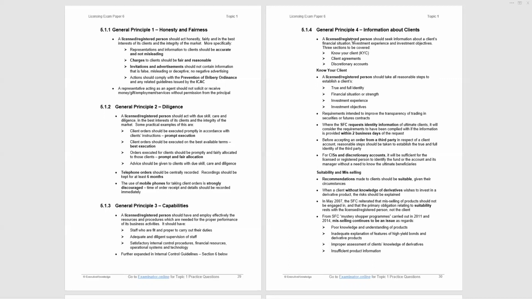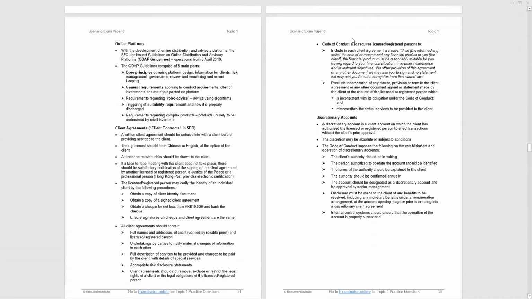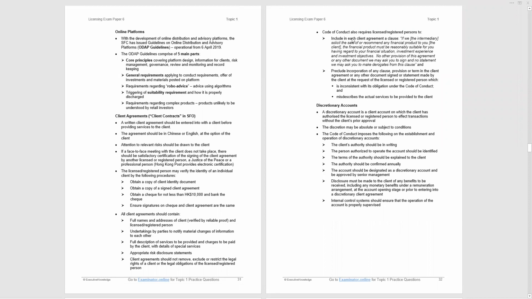confirm true and full identity, financial situation or strength, investment experience, investment objectives. Now, there is standard material on KYC listed there, as well as suitability and mis-selling. The SFC very much frowns upon mis-selling of products, especially to retail investors, and will discipline accordingly. We have some material, as you can see there at the top, page 31, from 6th of April 2019 on online distribution and advisory platforms, ODAP guidelines. We've got a little bit of material on that, not too much.